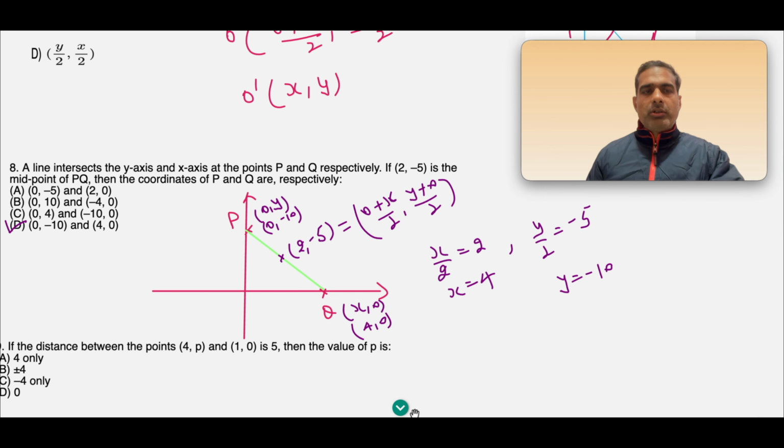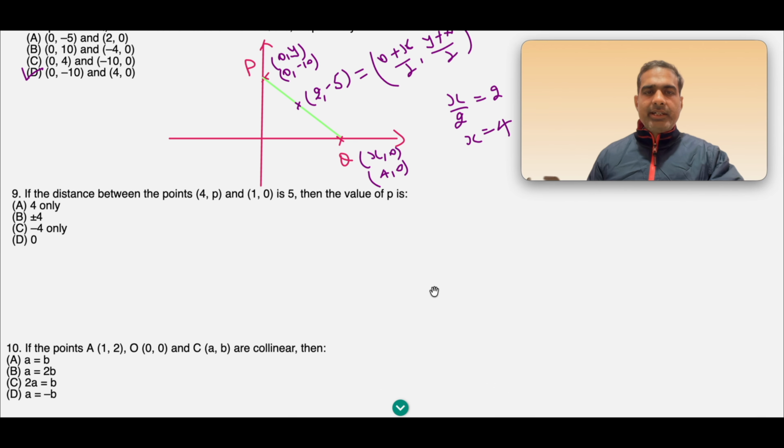So this is how we got the answer of question number 8. A line segment was given which was intersecting the y-axis at P and the x-axis at Q, and its midpoint was given. We had to find out the coordinates of P and Q. So we use the concept that any point on the y-axis will be of the form 0, y, any point on the x-axis will be of the form x, 0, and we use the concept of the midpoint, and we equated the given midpoint with the midpoint we got by using 0, y and x, 0, and comparing the coordinates, we got the values of x and y.